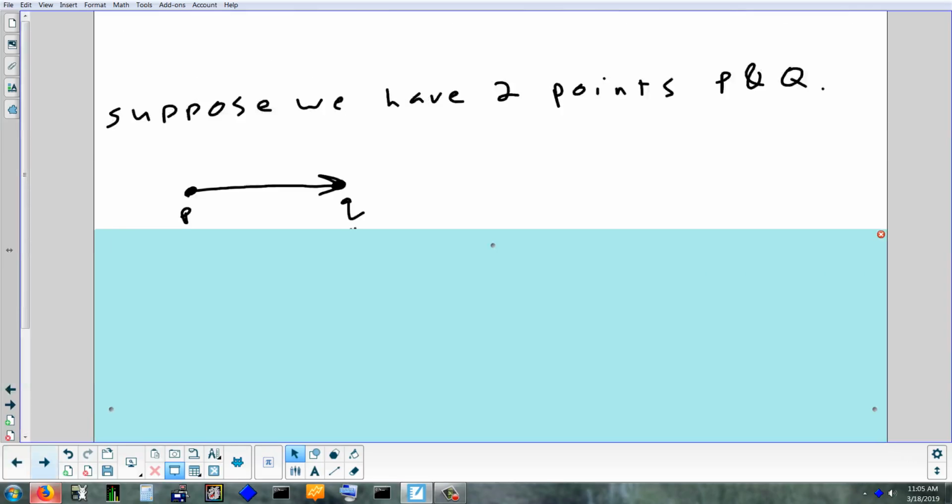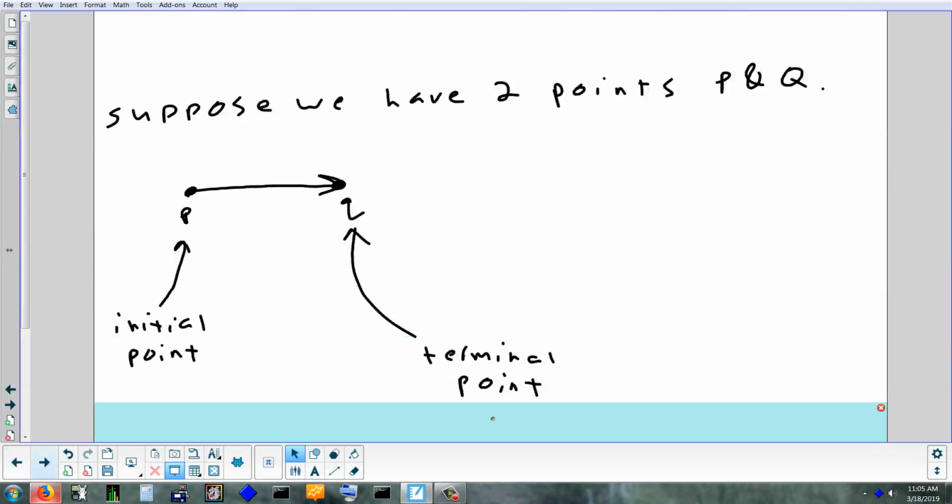Okay, from geometry, you probably called it a ray. And you can use the notation for rays, but we usually don't. I'll show you what we do. Okay, but just like a ray, you have an initial point. But the thing is, this arrow doesn't go forever. With a real ray in geometry, it doesn't stop.